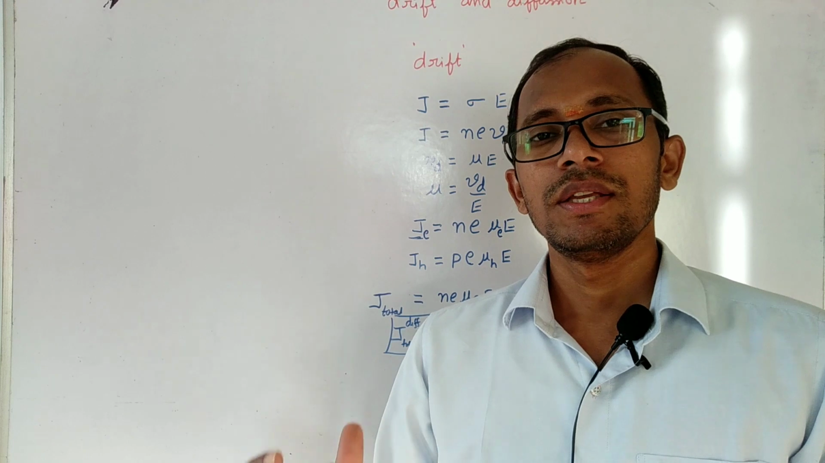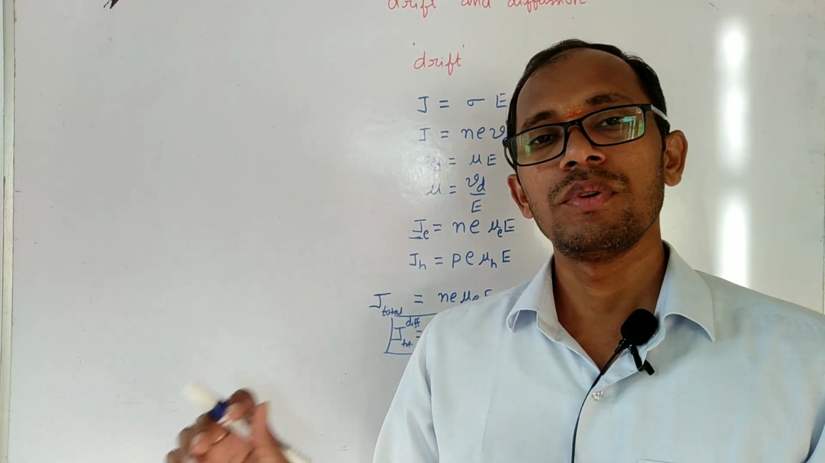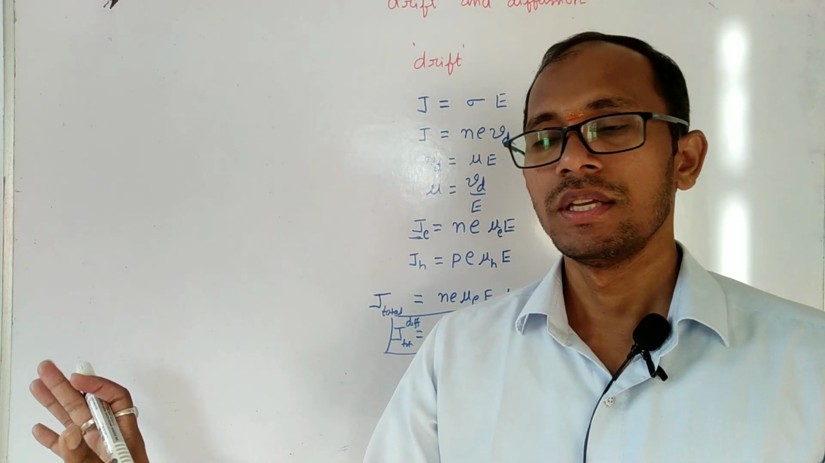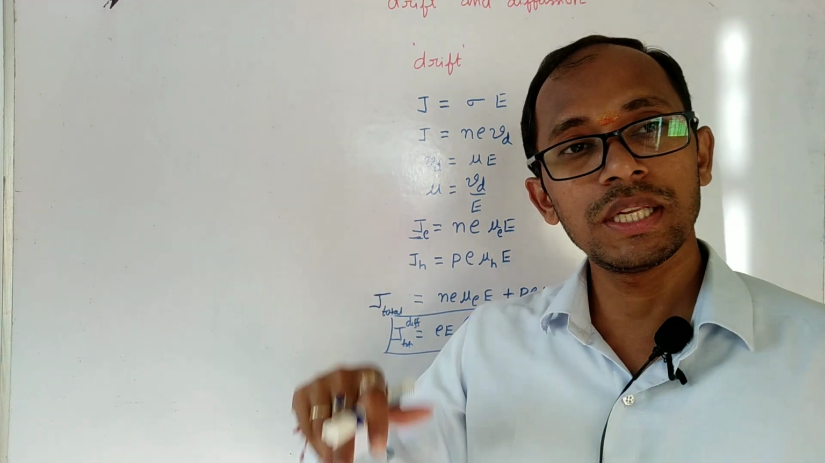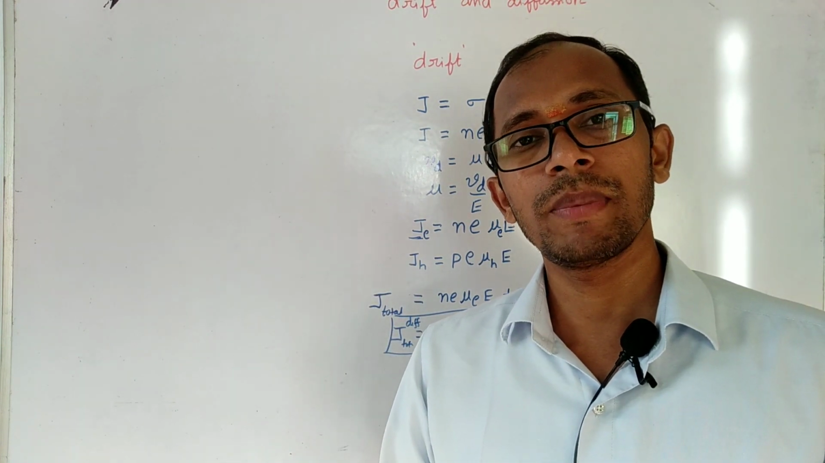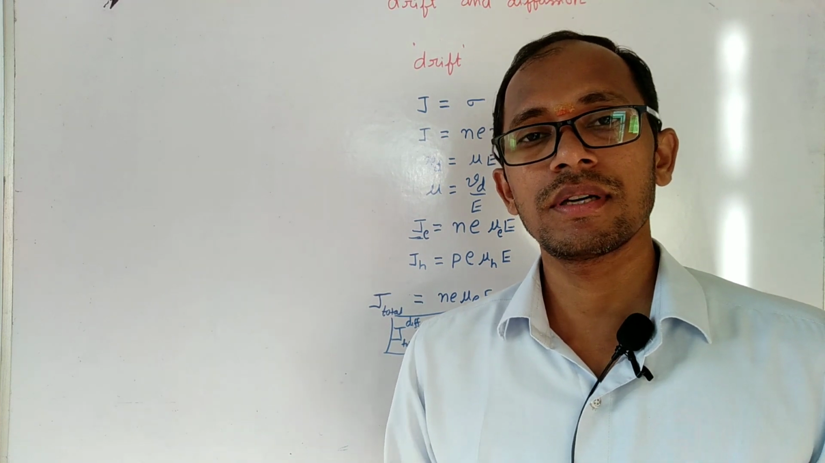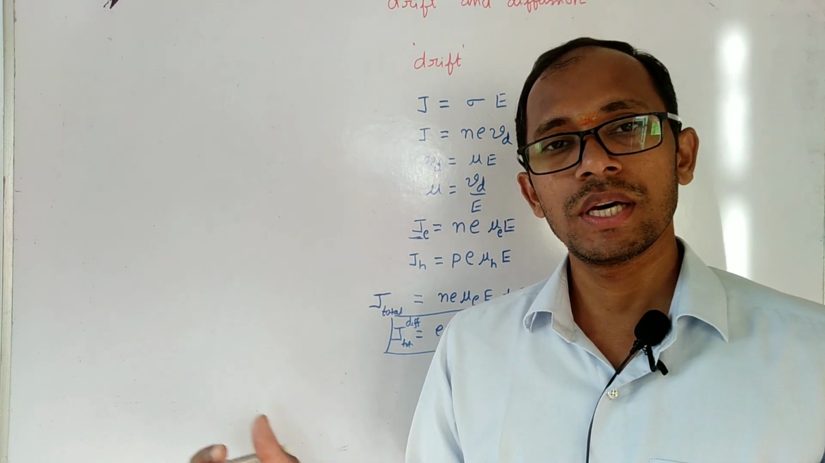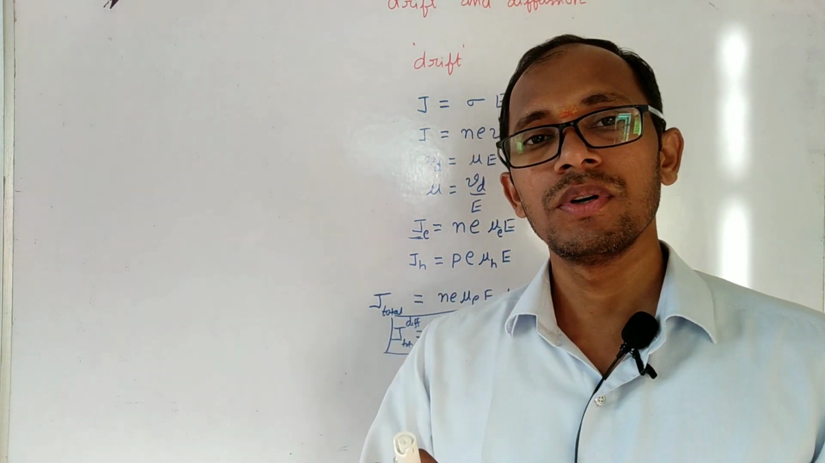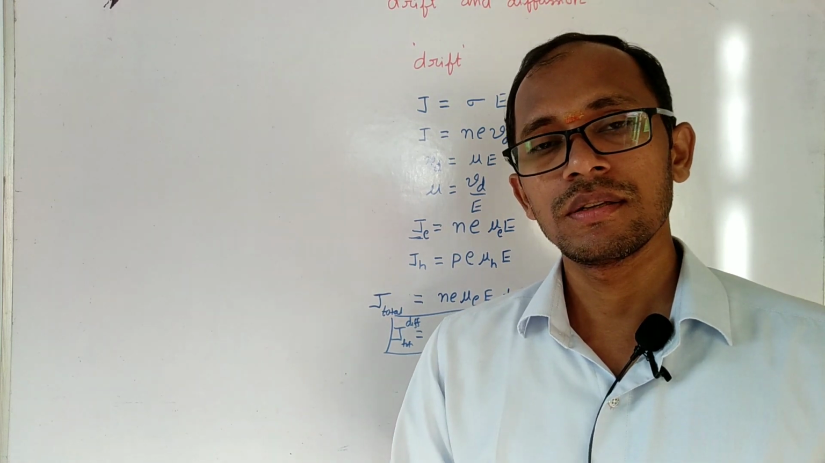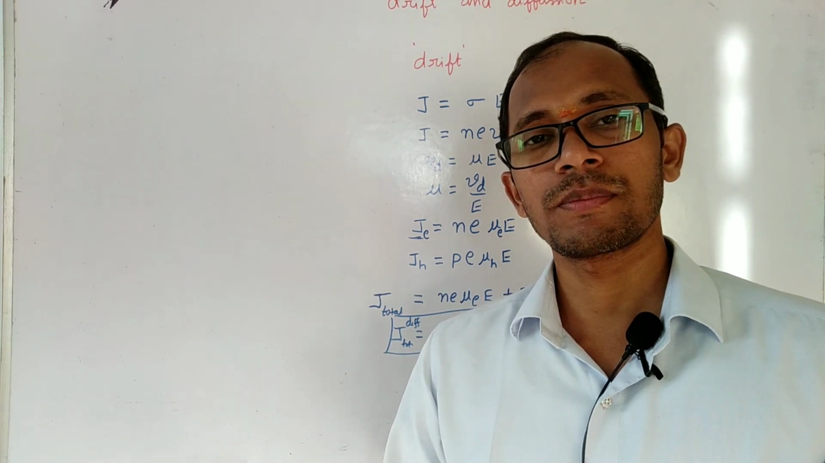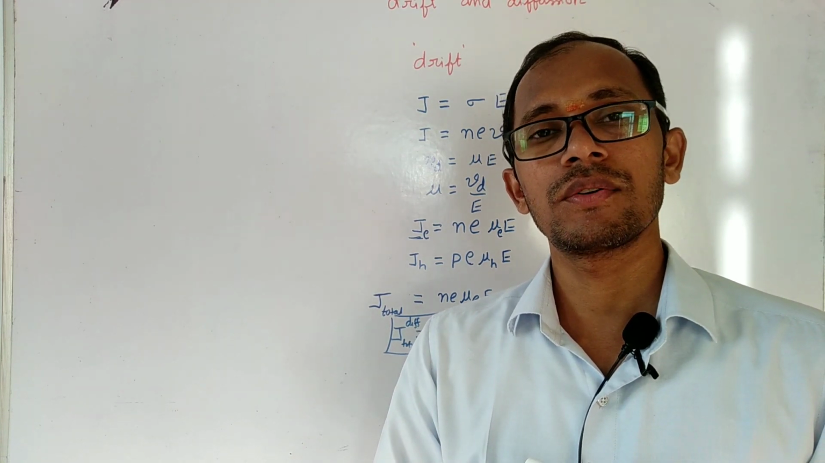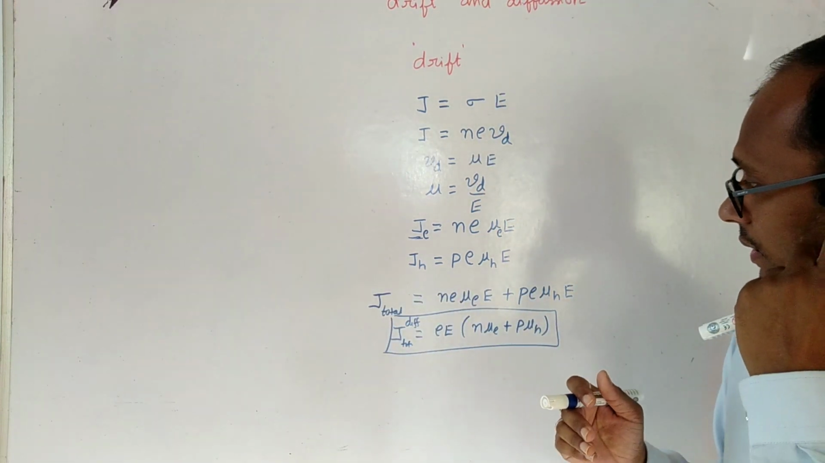Obviously, in that situation, even without applying an external electric field, the charge carriers will move. In drift current, the charge carriers move only when you apply an external electric field. But in the case of diffusion, because of the concentration variation, the charge carriers move from one place to another. The current produced because of this diffusion is called diffusion current. How much the diffusion current is in semiconductors, that we have to see.